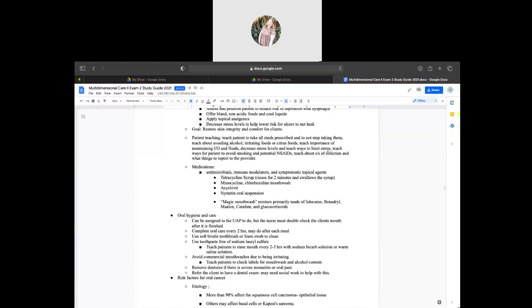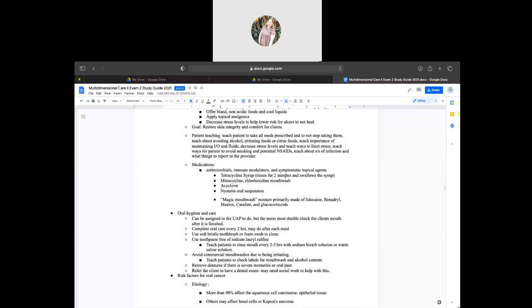The medications we have, some may be in the form of a mouthwash, some may be topical, some may be oral or in a pill-like form, or liquid. You can use antimicrobials, immune modulators, and symptomatic topical agents, all based on the cause of what's going on in the mouth. So we can use tetracycline, sarecycline, chlorhexidine mouthwash, antibiotics. Acyclovir is going to be the immune modulator.